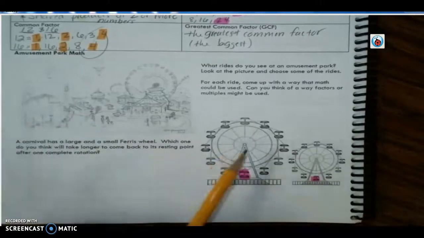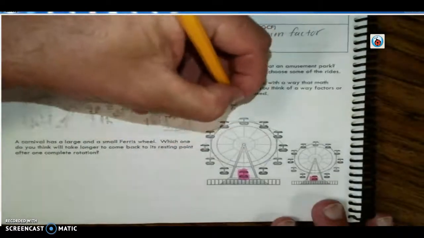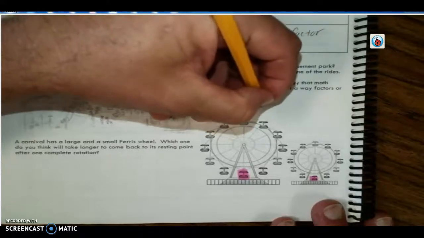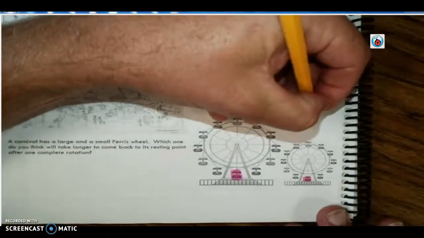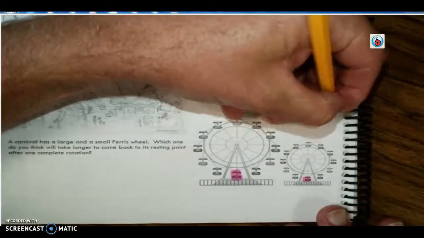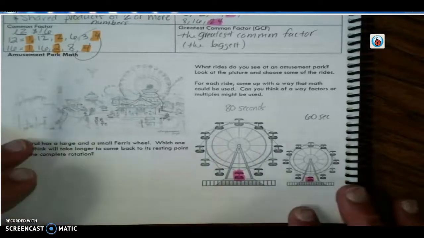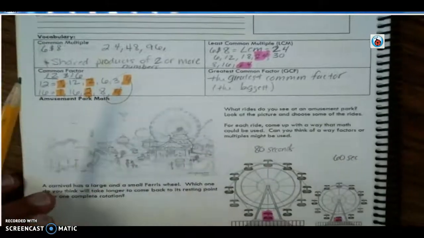Okay, so let's pretend that this large Ferris wheel takes 80 seconds to go around. So I'm just going to put 80 right here. That's one time around. That's pretty quick, by the way. And this one, the small one, takes 60 seconds. And that's pretty quick as well. When are both of these going to stop at the bottom at the same time? So how many times do you have to go around before they stop at the bottom? I chose these numbers because we already had 6 and 8. We already had some work.